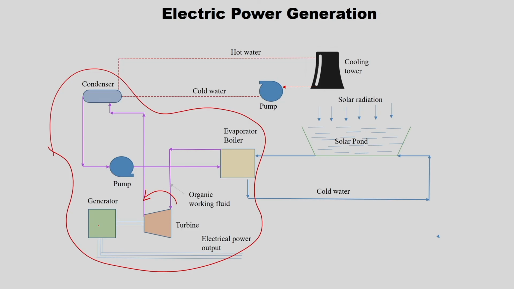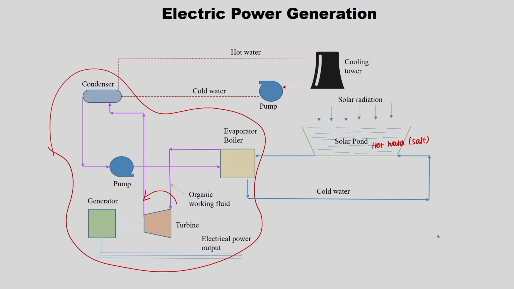From the turbine, if it is connected to the generator, it produces electricity. For the evaporator, you might require hot water. So, the cold water is taken back and gets heated; it goes through the solar pond. So, here you already have hot salt water.